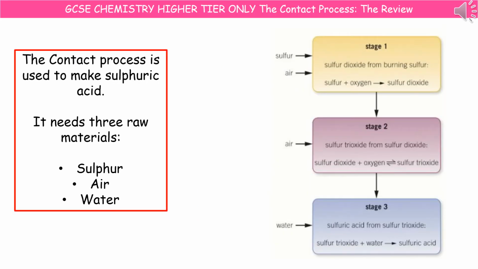In today's chemistry check, it's a GCSE chemistry higher tier only section looking at the contact process and making ethanol. First one, the contact process, is a 3-stage process that we use to make sulfuric acid. 3 raw materials are needed: sulfur, air and water. So what we're going to do is have a little look at those 3 stages, but there's a diagram on the right that gives you a nice summary that you can learn.